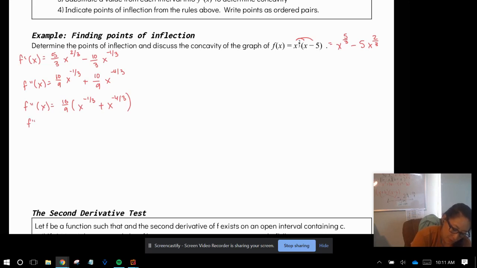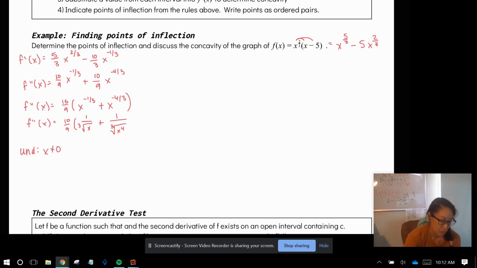And then I'll write this one more time as 10 over 9 times 1 over the cube root of x plus 1 over the cube root of x to the fourth. So I will have a 0 in the denominator when x is equal to 0. So I have to consider that, x cannot equal 0. That's one of my critical numbers.